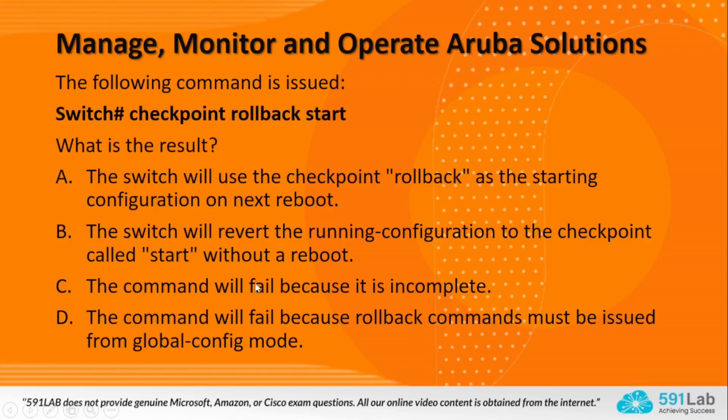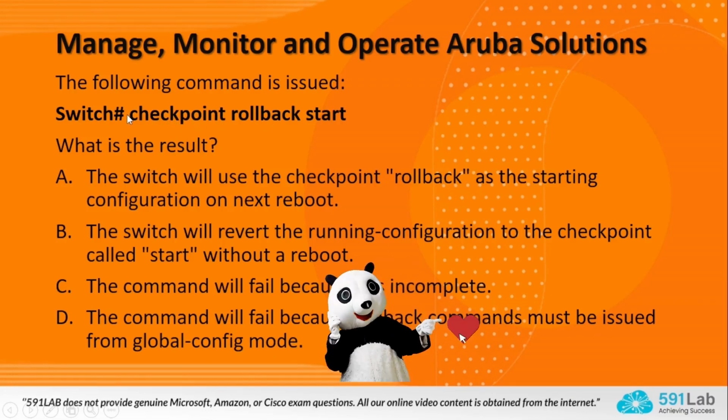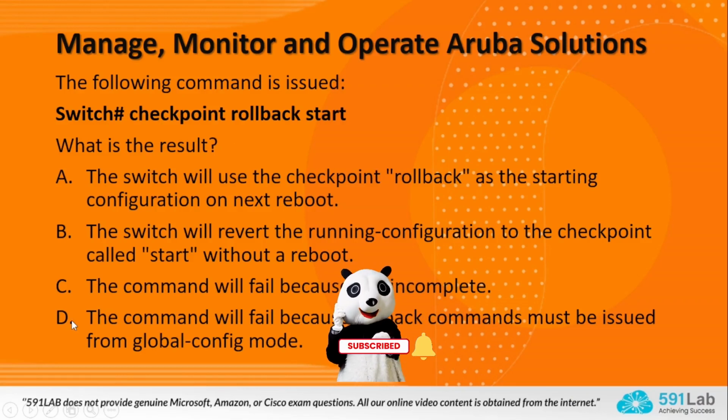Option C. The command will fail because it is incomplete. No, it is not incomplete. Option C is wrong. Option D. The command will fail because rollback commands must be issued from global config mode. No, this is not correct, because we have seen the commands are available in privilege mode. So option D is also wrong. So the correct answer is option B.